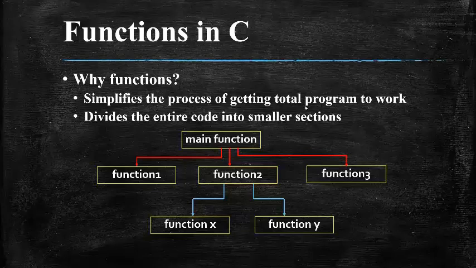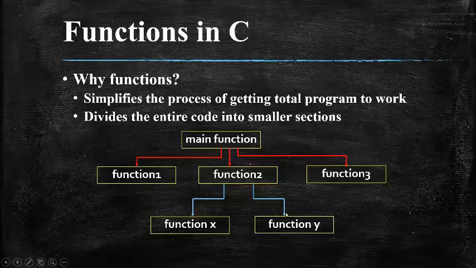So here basically there are 3 function calls in the main function, among which the second function call is going to call 2 more functions within itself. This kind of approach is a top-down approach where the main function is called first, and in that main function we have 3 function calls, and among those, the second function is going to call function X and function Y.